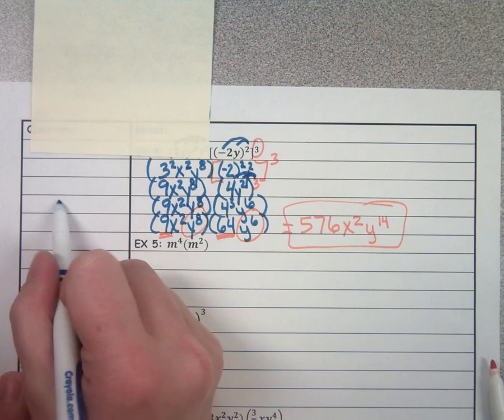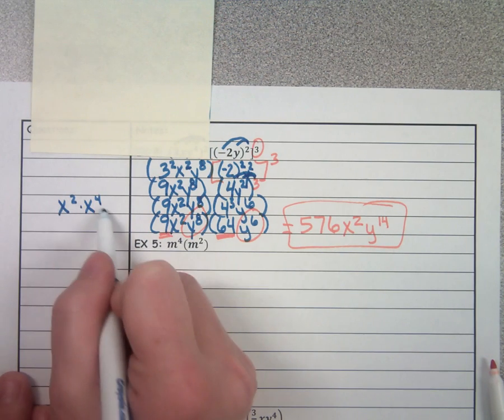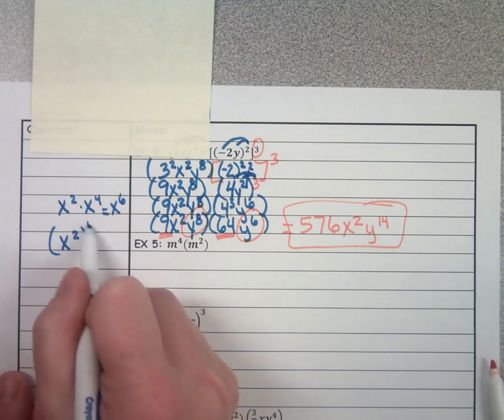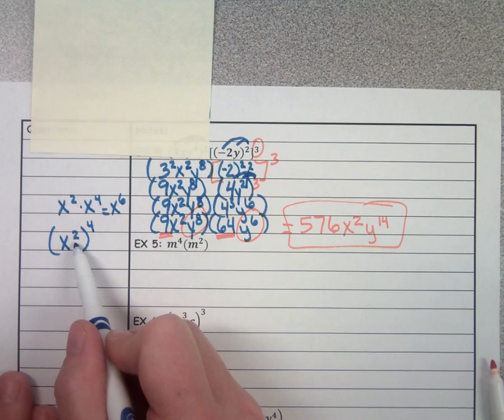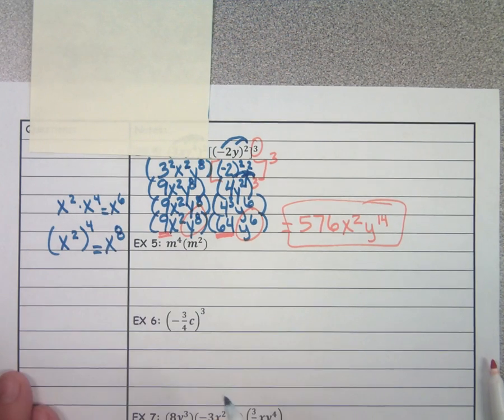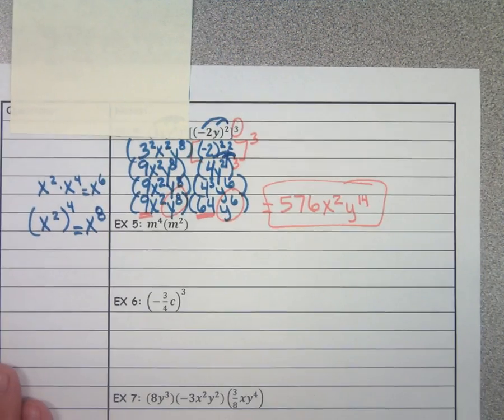So just to review, you add exponents when you multiply in the same base. You multiply exponents when you raise an exponent to another exponent. So hopefully visually you can tell the two differences between them. Okay, example 5. What would you do?